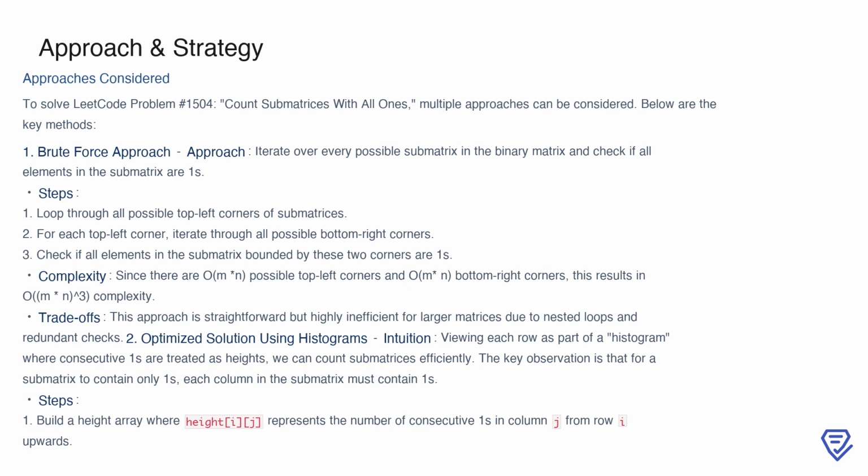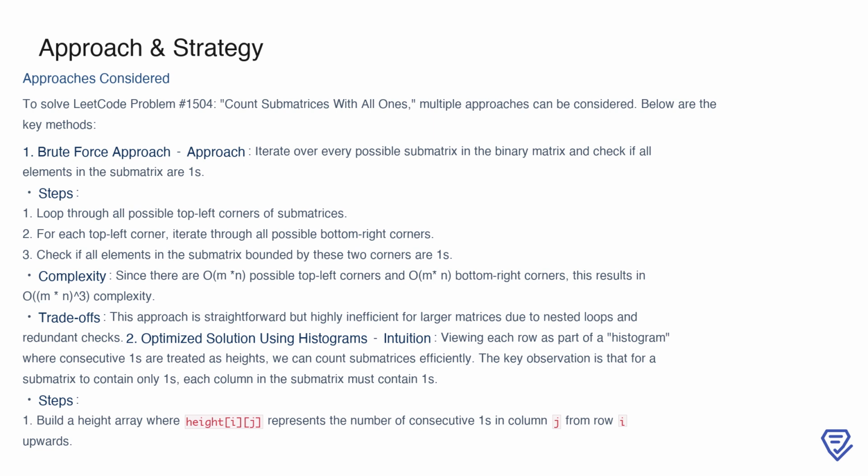Alternatively, we can use an optimized solution based on histogram logic. The idea here is to treat each row of the matrix as forming part of a histogram, where the height of each column reflects the number of consecutive ones extending upwards from that row. This makes it easier to count submatrices efficiently, as the structure of the histogram allows us to relate the presence of ones in columns directly to valid submatrices.